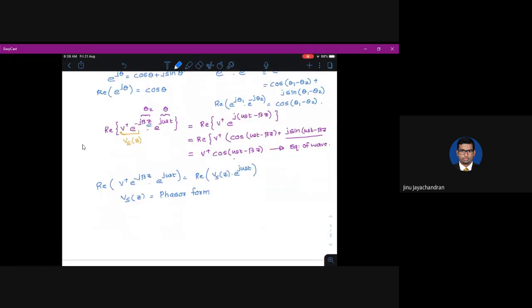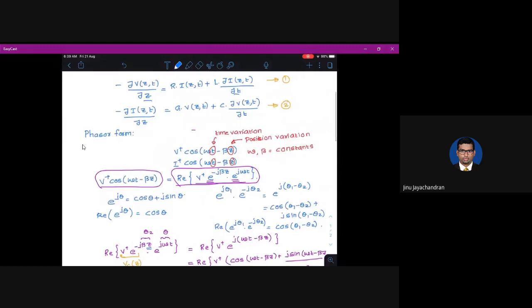And e raised to j omega t will be same for any type of the wave because it is always omega t, cos of omega t, and it is same also for current. Okay. Now we need to see what happens if we differentiate this, because we are finally going to differentiate with respect to z here and with respect to t here.